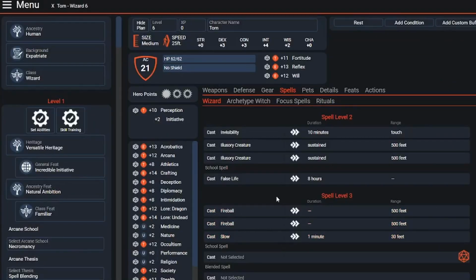So one Slow, we can have it. We can tailor our list. If we expect to fight a lot of crowds, more Fireballs. If we expect to fight a single powerful enemy, less Fireballs, more Slow.